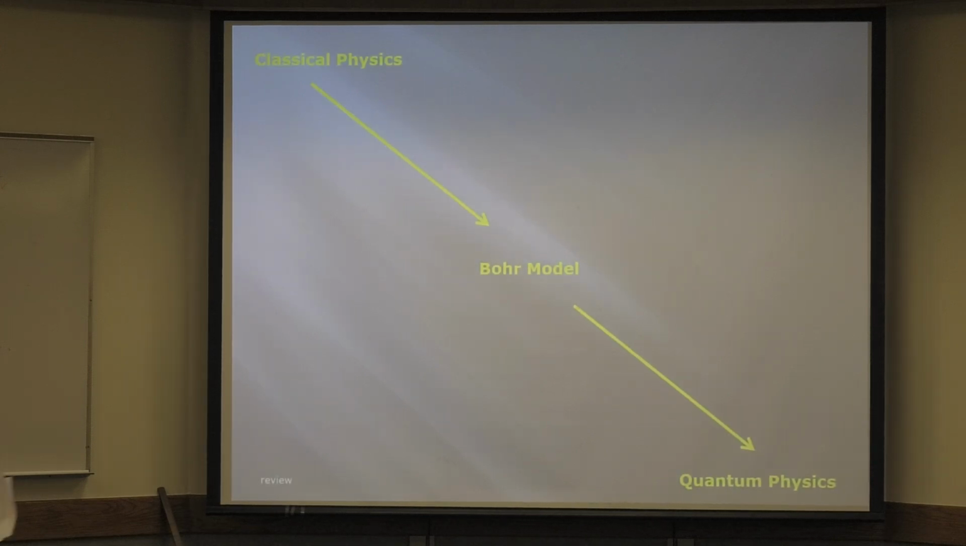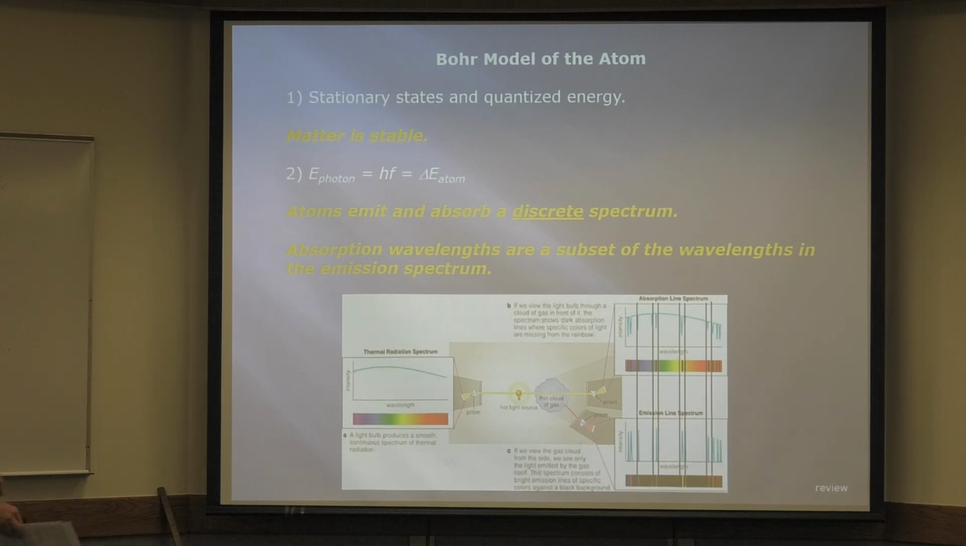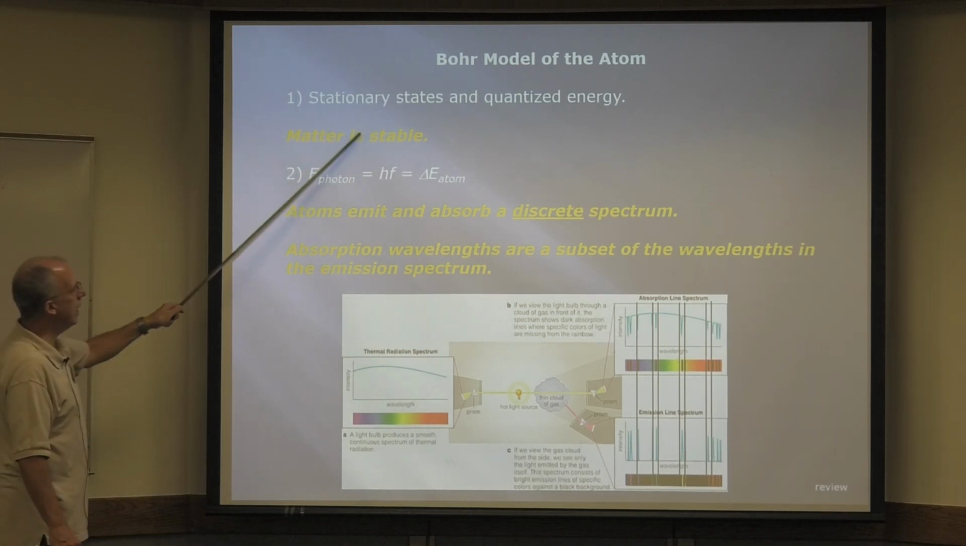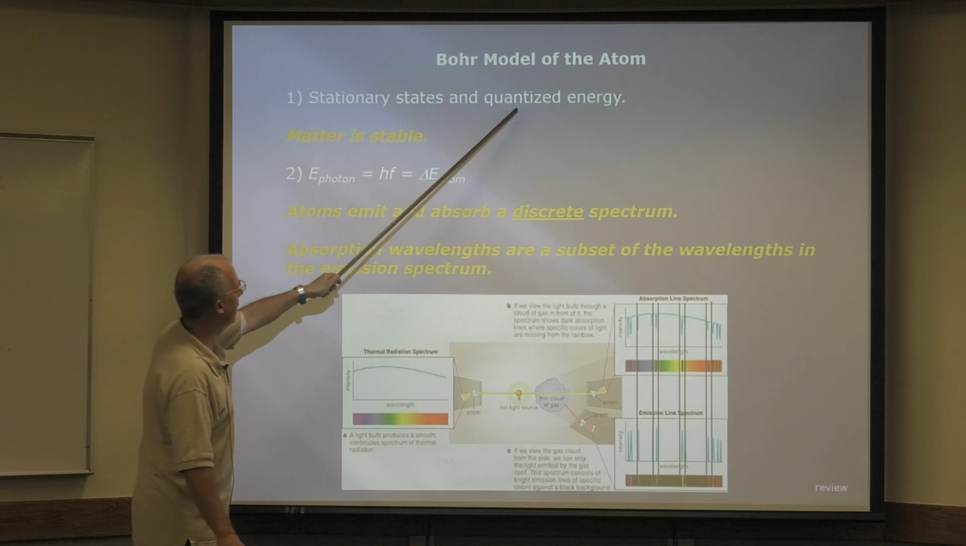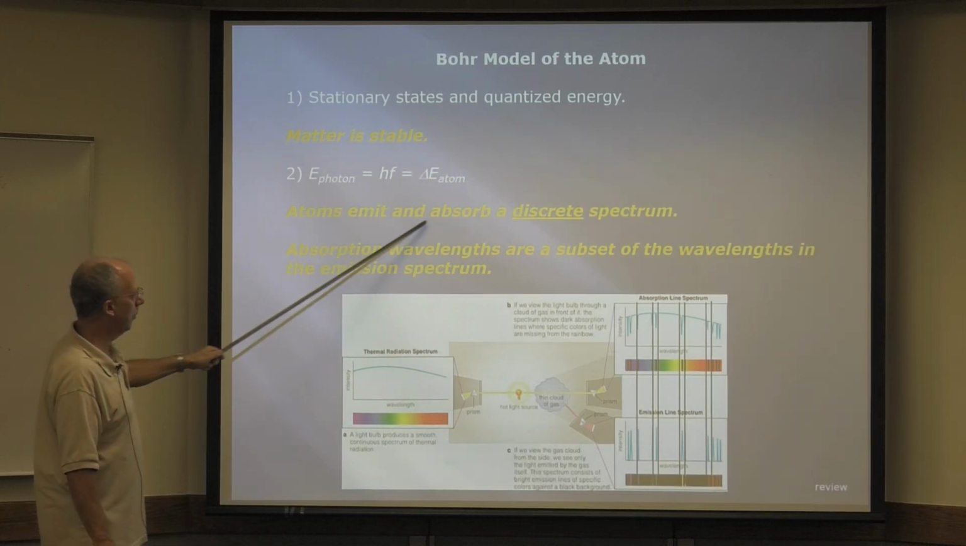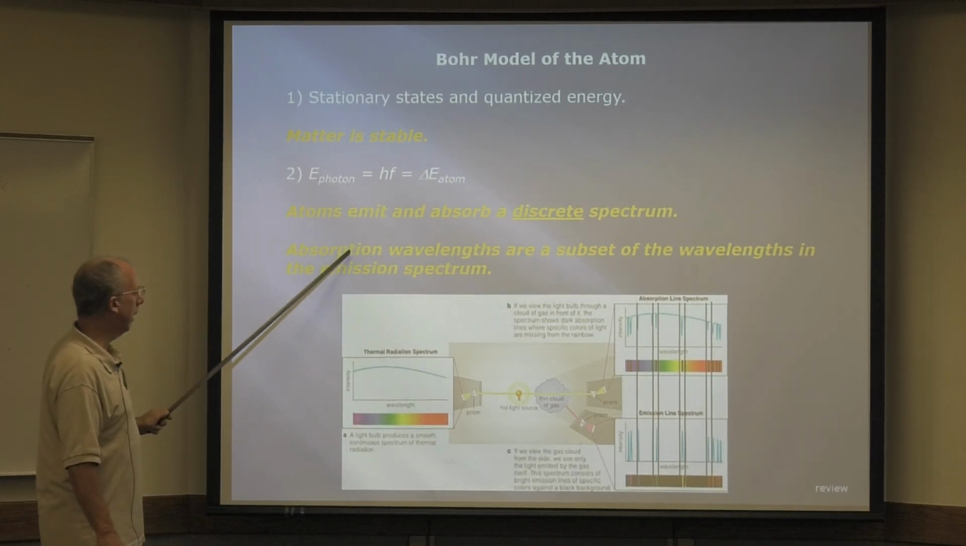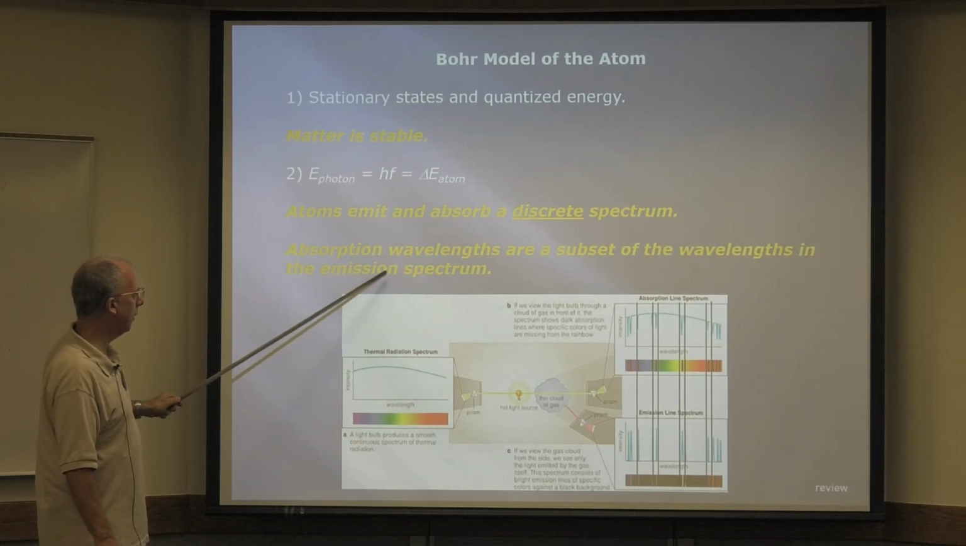And then the Bohr model, like the first crack at quantum mechanics, I guess you would say. Got a lot right, got some things wrong. The Bohr model: matter is stable because there are stationary states, quantized energy. Atoms emit and absorb a discrete spectrum. Absorption wavelengths are a subset of the wavelengths of emission.